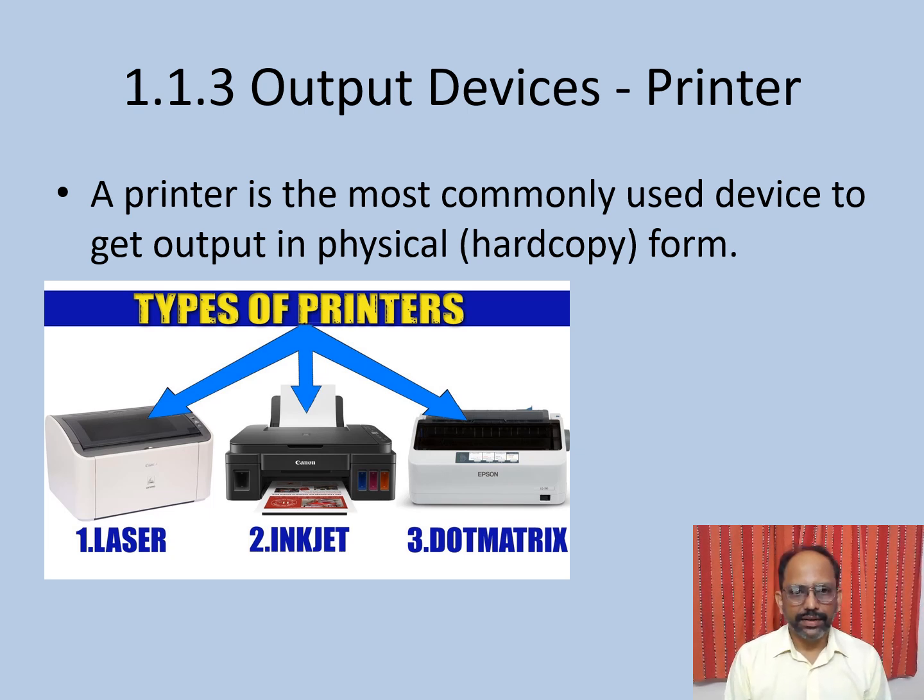What is a printer? A printer is an output device. A printer is a hard copy device. What are the different kinds of printers? We have laser printers, inkjet printers, and dot matrix printers. Using a printer, we can get printouts. Those printouts are called hard copy.